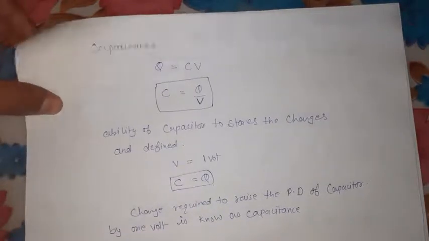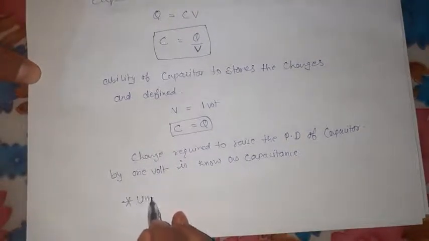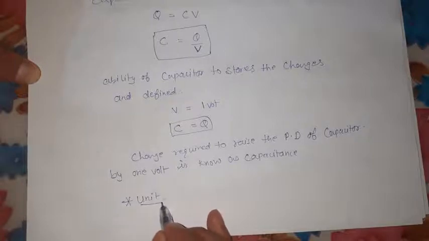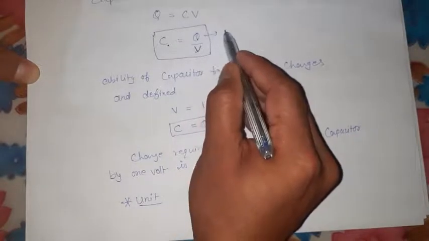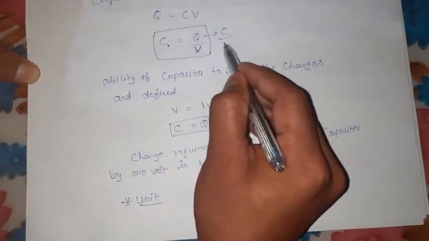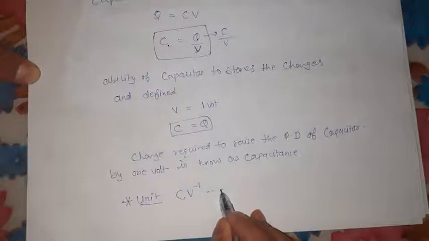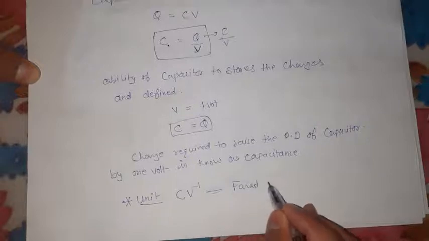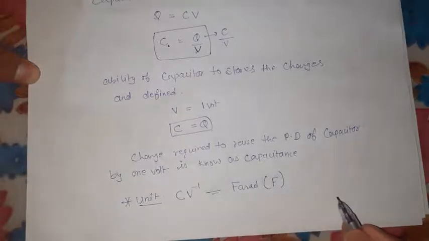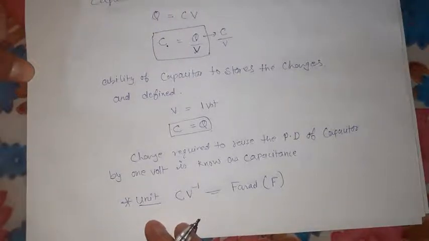Okay, so how are we going to measure this capacitance? The unit of capacitance: we are looking at the formula Q by V. This Q is in coulomb, while the potential difference is in volt. So it is coulomb per volt, and this is said to be farad. This unit is farad, capital F. So this is the unit we use for measurement of capacitance, or the capacity of the capacitor.